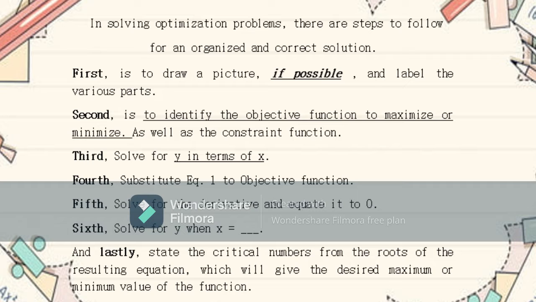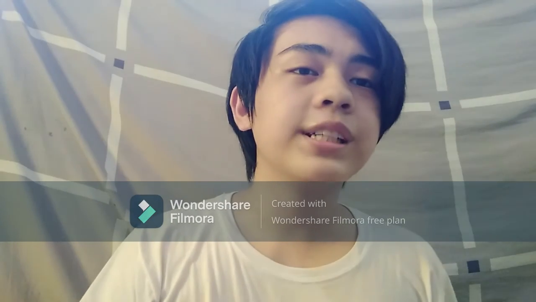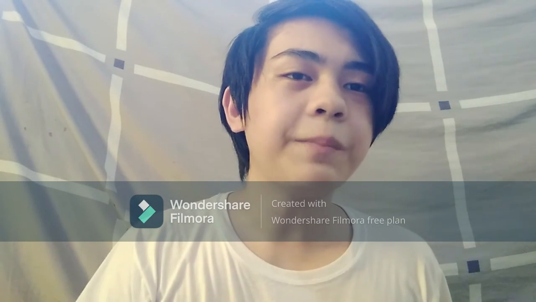Fifth, solve for the derivative and equate it to 0. Sixth, solve for y when x equals blank. And lastly, state the critical numbers from the roots of the resulting equation, which will give the desired maximum or minimum value of the function. Now that you have learned the steps, let us now proceed to example number 1.